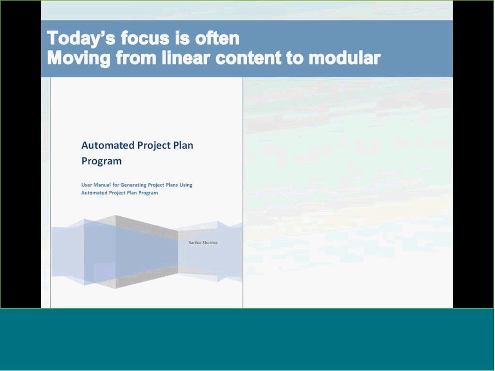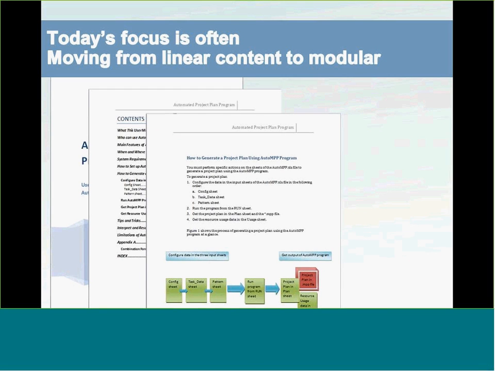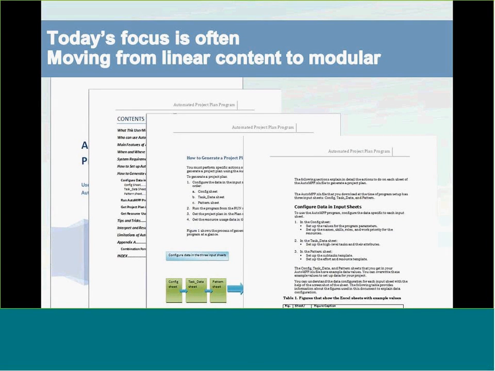From linear content to modular. This example draws from a student of mine, Sarika Sharma, who kindly allowed me to show it. She started with a pretty standard linear document that she was learning to create as a technical writer, consistently and clearly putting the information out there. But it's linear content. If you take a look at this top page, you'll see a very typical sentence. It says, the following sections explain in detail the actions to do on each sheet of the Excel file to generate a project plan.